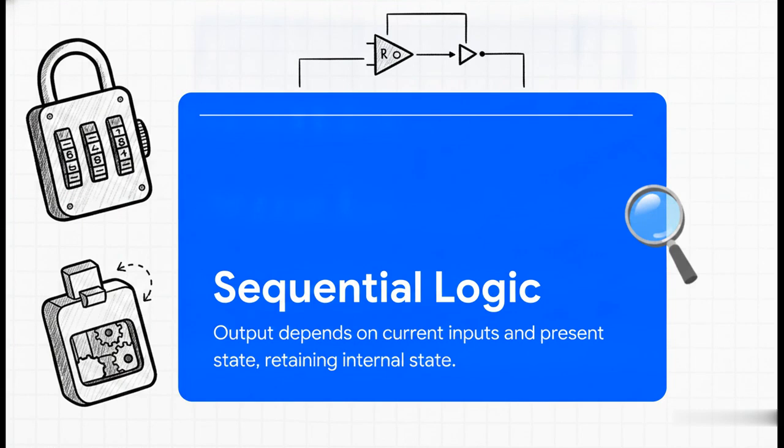Because think about it, what good is a blazing fast calculation if the computer instantly forgets the answer the moment the inputs change? To solve that, we introduce our second hemisphere, sequential logic. These are circuits that actually retain an internal state. The output depends not just on the inputs coming in right now, but on the present state of the circuit itself. It's kind of like a mechanical combination lock or a tally counter. The lock remembers the numbers you've already spun, right? It relies on its past to determine its future.